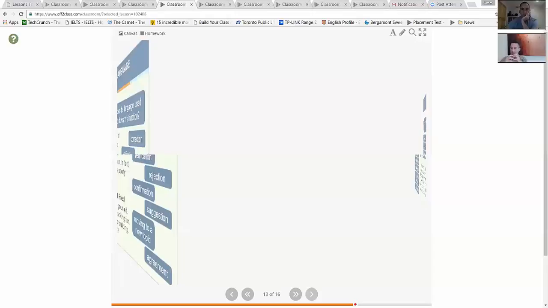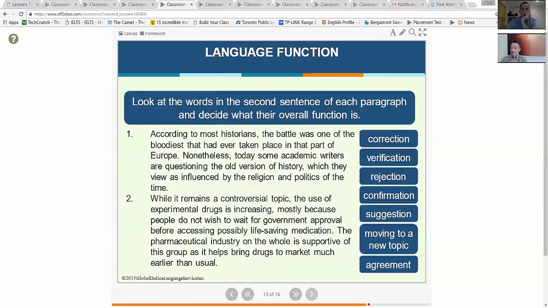Obviously, they are not mutually exclusive. Sometimes words that we use for correction will also be used for verification. Agreement is very different to rejection, but confirmation might also include moving to a new topic. So just keep in mind that you want the student to understand these basic functions. I think that is probably enough, but there are obviously some nuances to them as well.